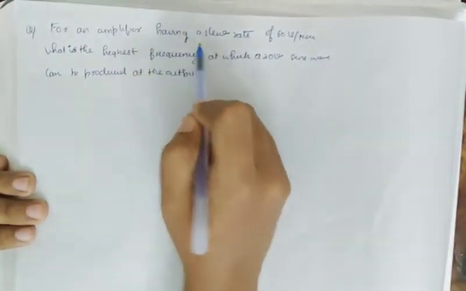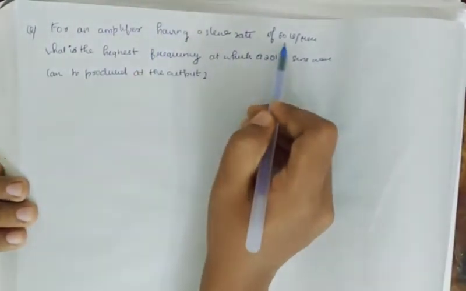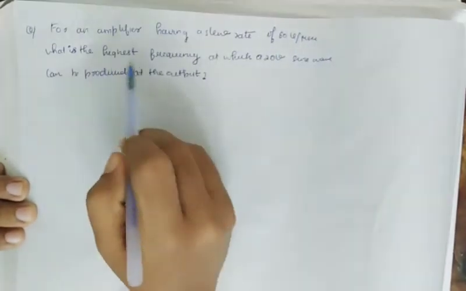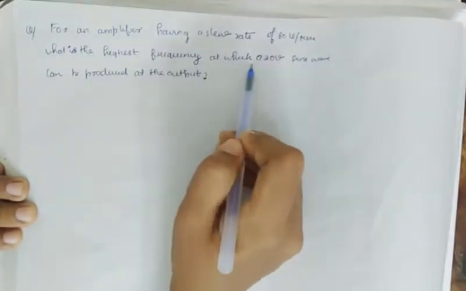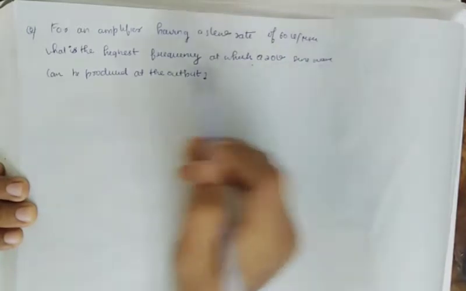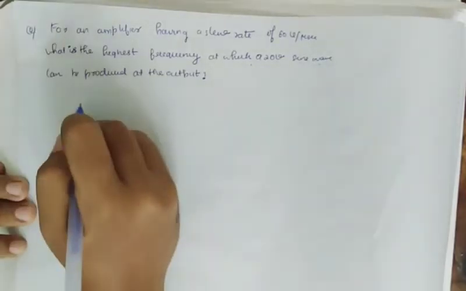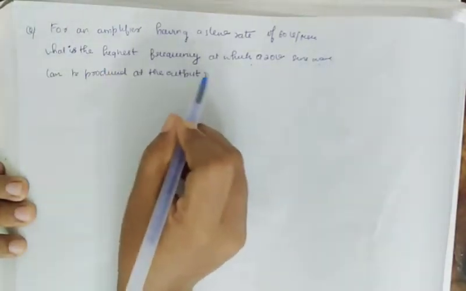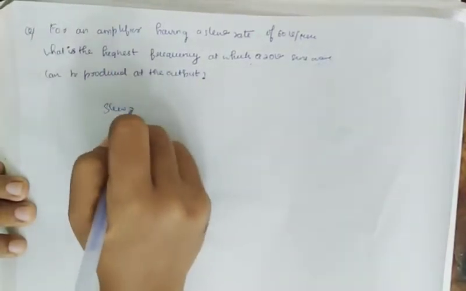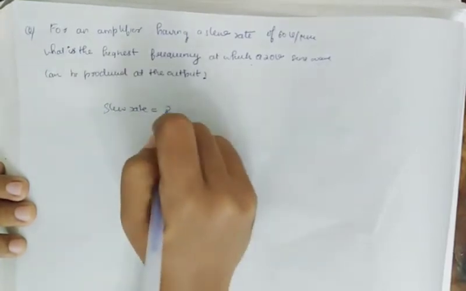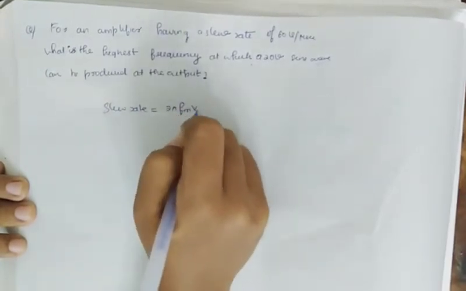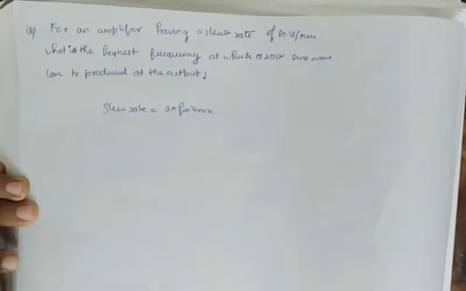For an amplifier having a slew rate of 60 volt per microsecond, what is the highest frequency at which a 20 volt sine wave can be produced at the output? So slew rate is given here. What is the formula for slew rate? Slew rate is equal to 2 pi Fm into V max.